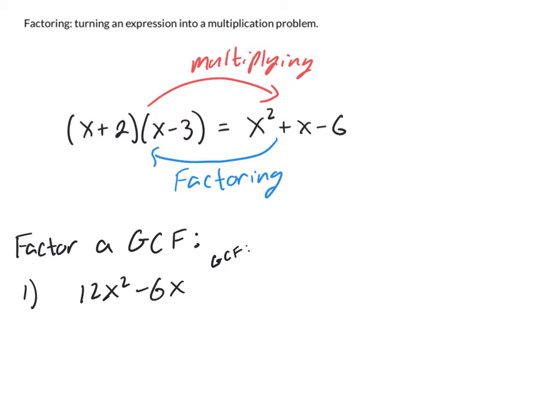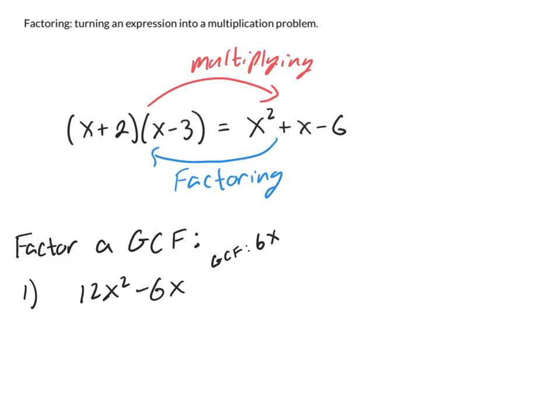So look at the number parts first, so 12 and 6. The largest number that both 12 and 6 are divisible by is 6. Right? So it's okay if it is one of the numbers that is a coefficient of one of our terms. And then we want to look at the variables. And whenever we're looking at a GCF of variables, we're always looking at the most number of any particular variable that they have in common. So both of these terms have an x to the first. So the GCF here would be 6x.